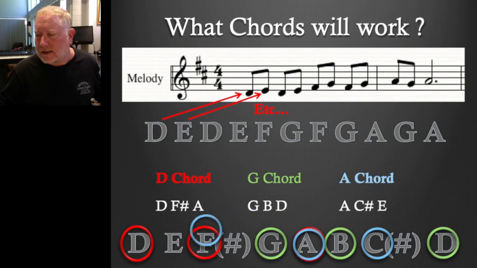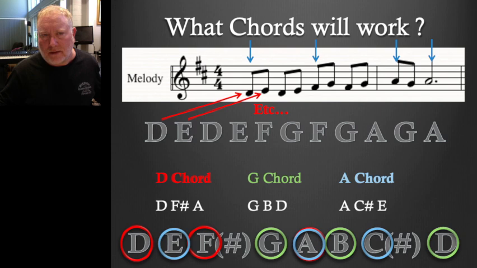We start by recognizing the notes that we've got. We've got D, E, D, E, F, G, F, G, A, G, A. And to work out what chords will work, we look at the resting points in the song. You see I've put them there in arrows. In other words, they're the main beats of the music.